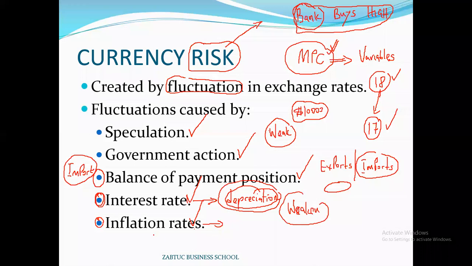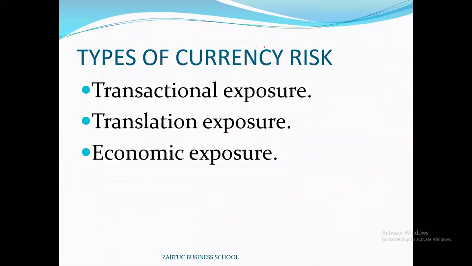So interest rate movements, inflation rate changes, balance of payment positions, government actions and speculation. When we put these together, their impact is a fluctuation in the exchange rate. When an exchange rate fluctuates, there are three types of risk that may arise.